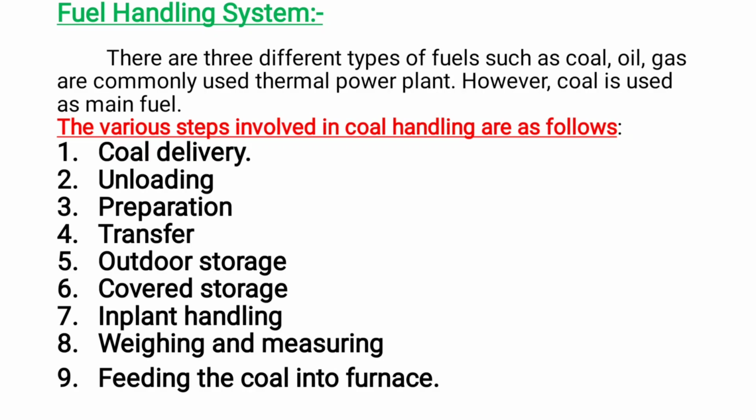The out-plant handling of coal is done by transportation by sea or river, transportation by ropes, transportation by rail, transportation by road, transportation of coal by pipelines, etc. The various steps involved in coal handling are coal delivery, unloading, preparation, transfer, outdoor storage, covered storage, in-plant handling, weighing and measuring, and feeding the coal into the furnace.